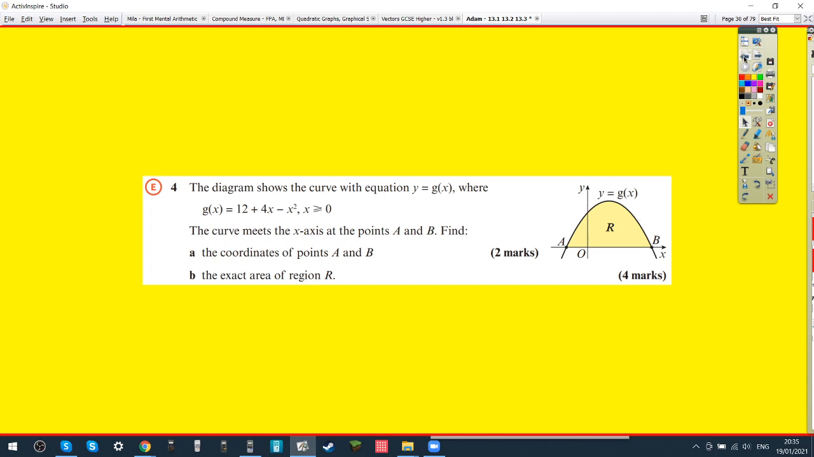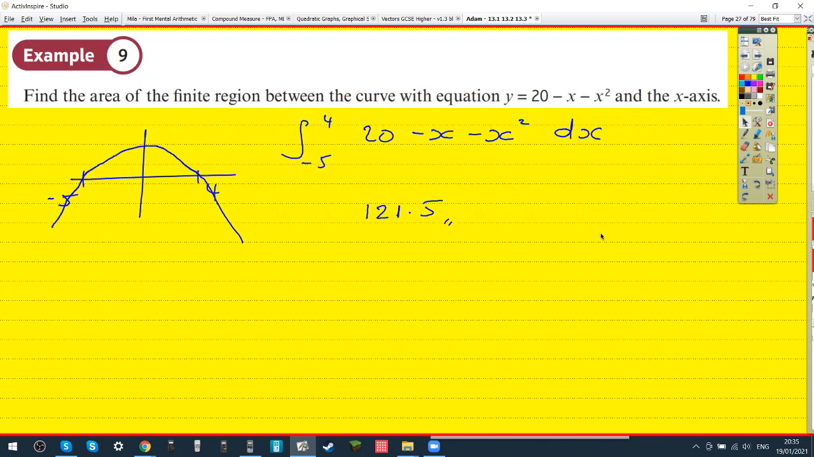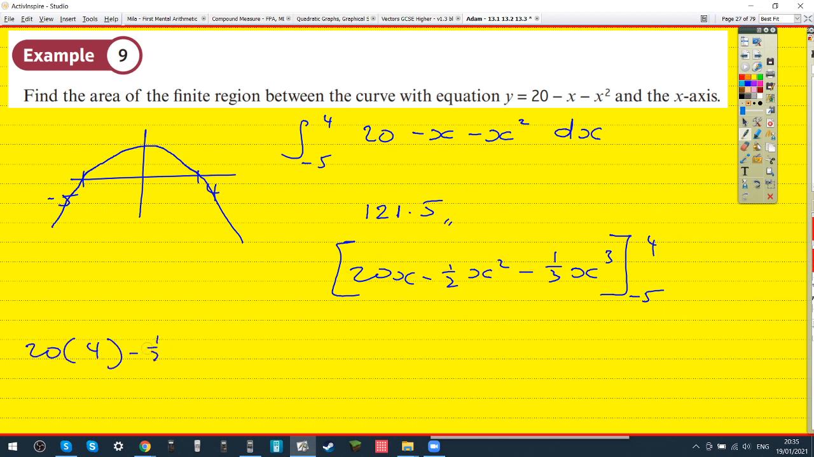Wait, so for that question, do you have to show your working, or can you just put it into the calculator? You better show your working. The way you show your working, you would have to integrate it. So the working out looks like this. So 20x minus a half x squared minus a third x cubed. In between 4 and minus 5 square brackets. Wherever there was an x, replace it with a 4. And so the actual work is the integrating.